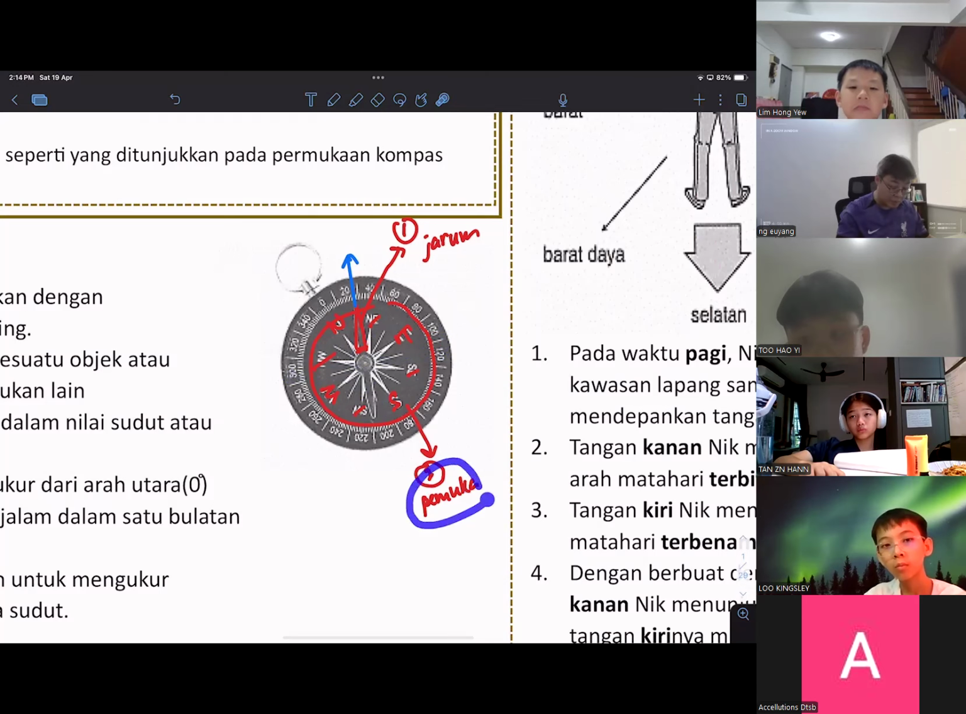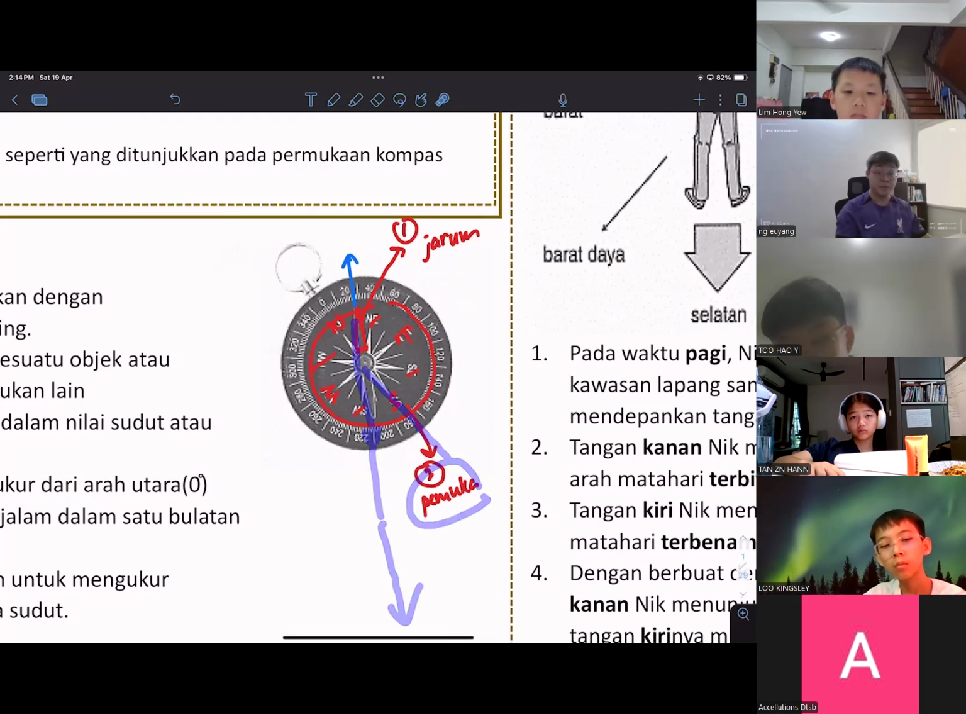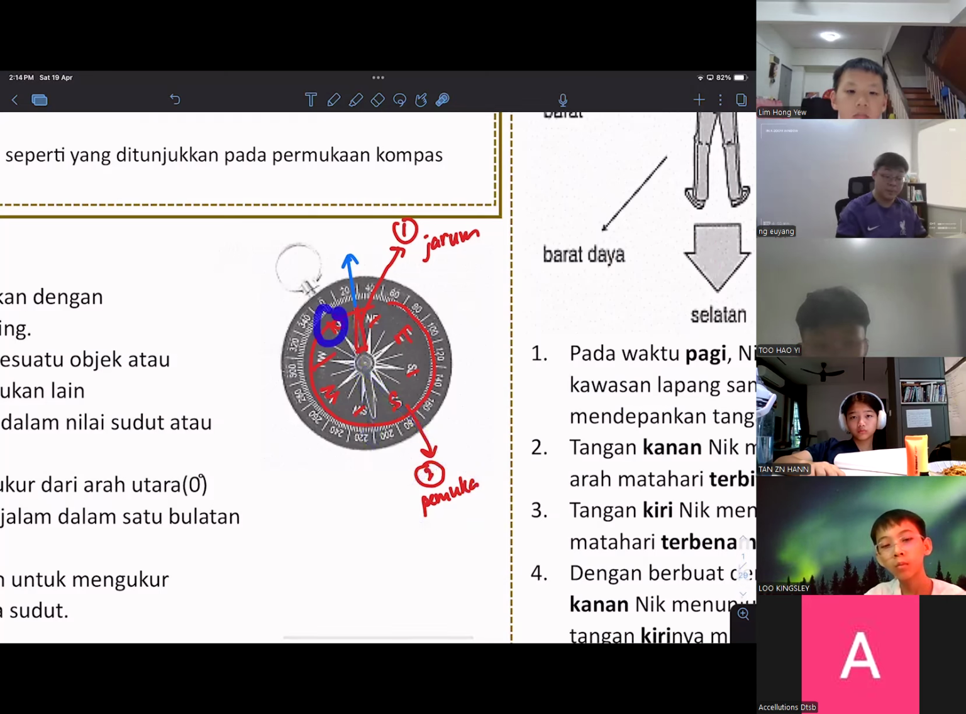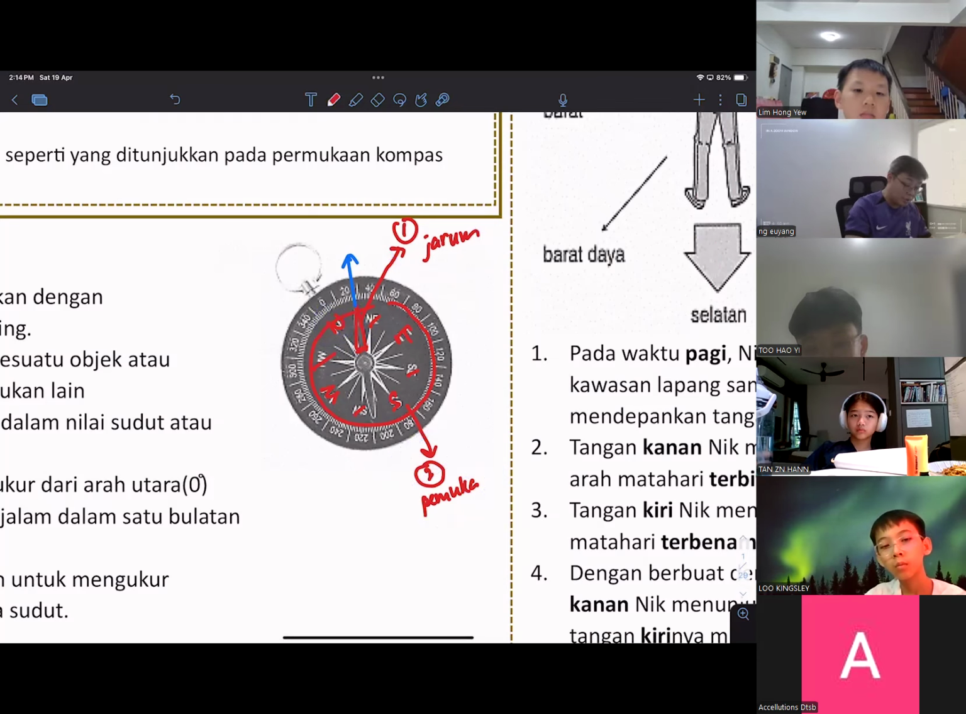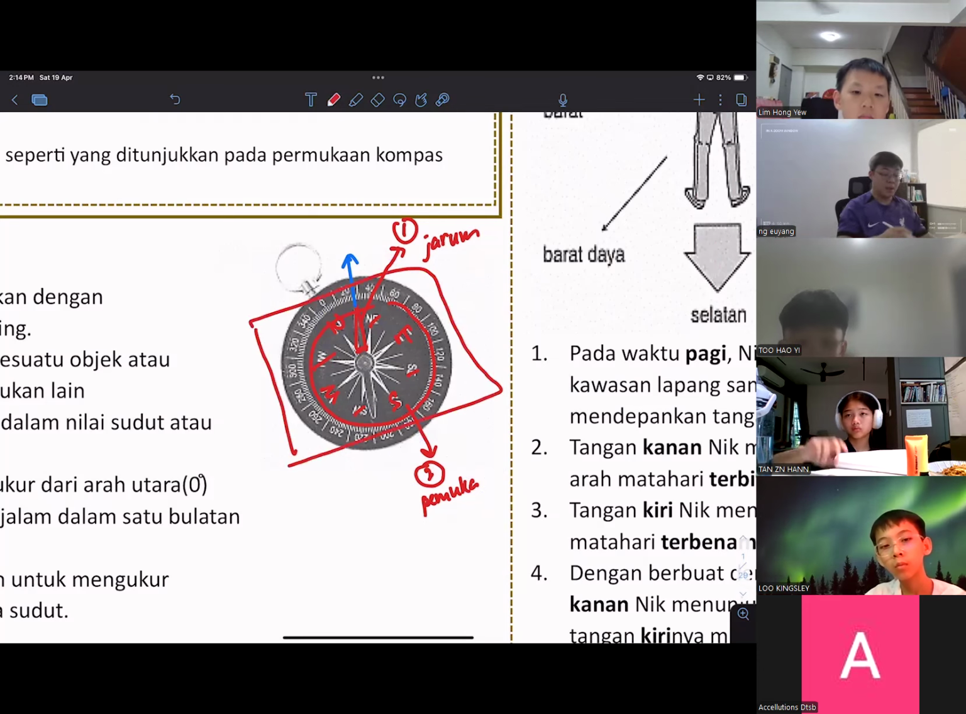Not according to the Bermuda here, oh, this is the south. No, south is supposed to be pointing this direction, as long as your north for the Bermuda aligns with the jarum. So that's why we have one, two structure. So the full structure is trying to contain all the jarum and the Bermuda together.